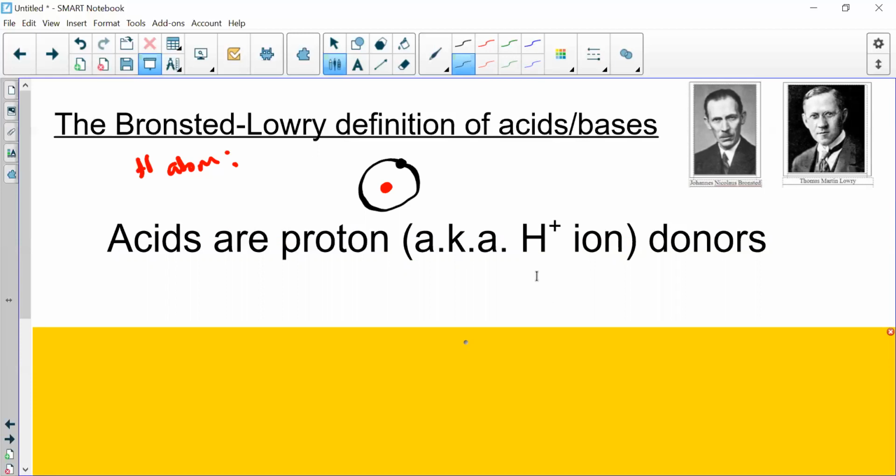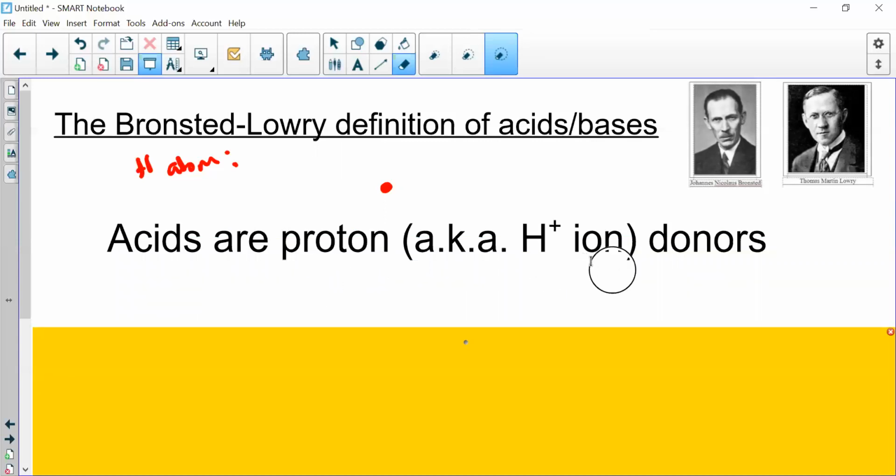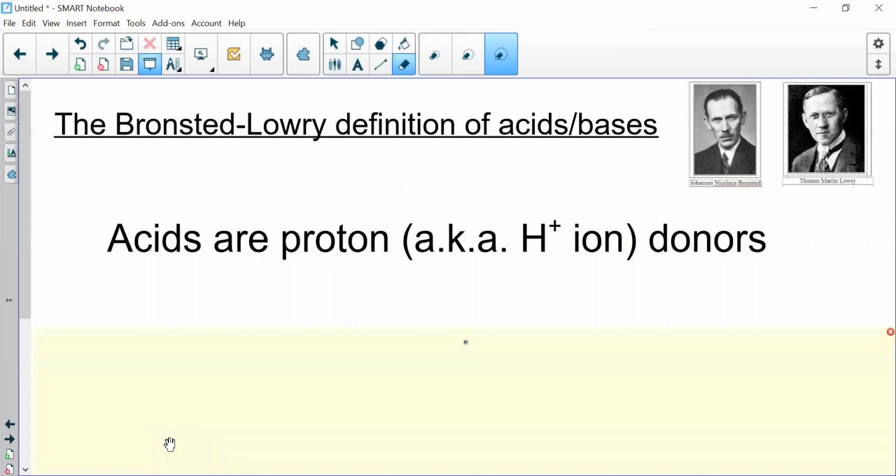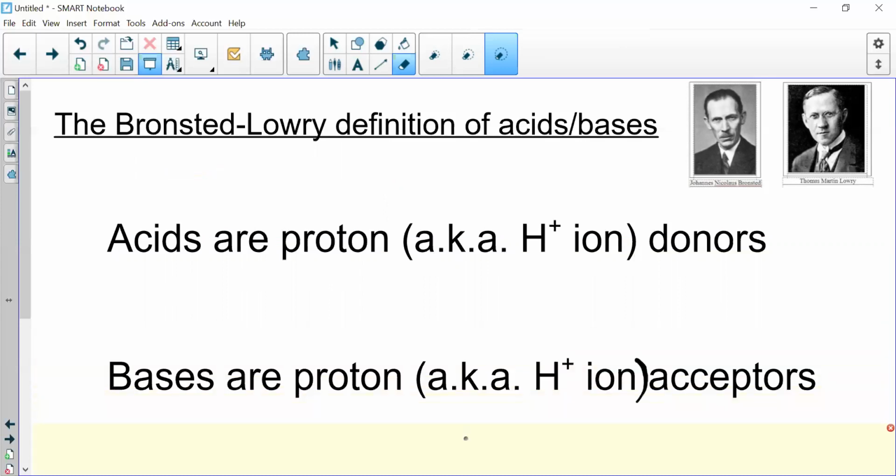Well, same way you turn any atom into an ion, you adjust the number of electrons. And to make an H+ ion, do we add an electron or take that one away? Well, we're going to take that one away. So look what happens when the electron goes away, forming an ion. Look what we have left. Literally just a proton. So that's why the term proton and H+ ion are interchangeable, because an H+ ion is just a proton. So anyway, according to the Bronsted-Lowry definition, acids are proton donors. So what that means is anything that gives away an H+ or a proton is considered an acid. And look at bases. Bases are proton acceptors.